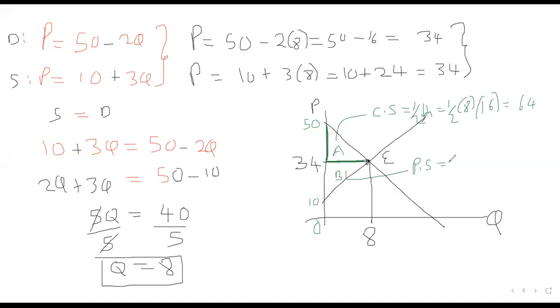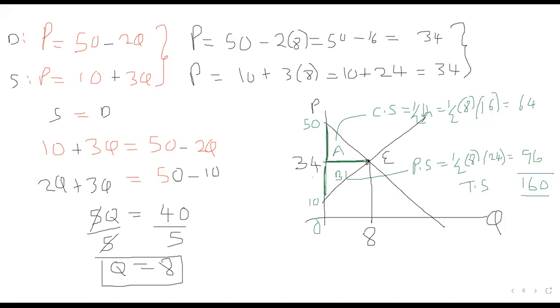The producer surplus also is half base times height. Our base is still 8. And what is our height from here to here? 24. And try this one, what do we get? 96, isn't it? Then the total is called the total surplus. When we add the consumer surplus and the producer surplus, we get the total surplus. All right.